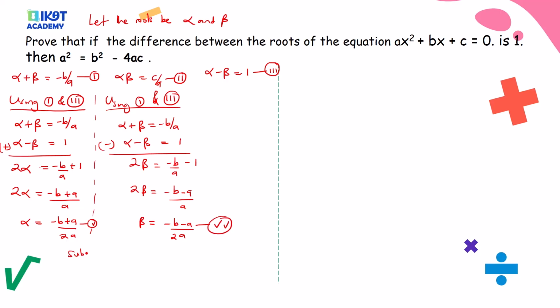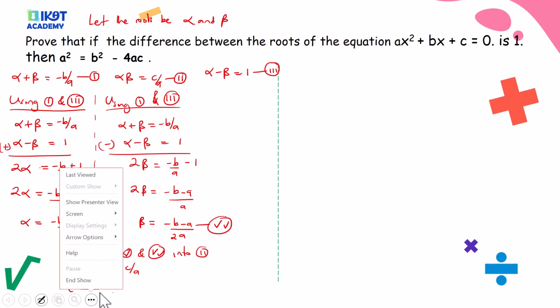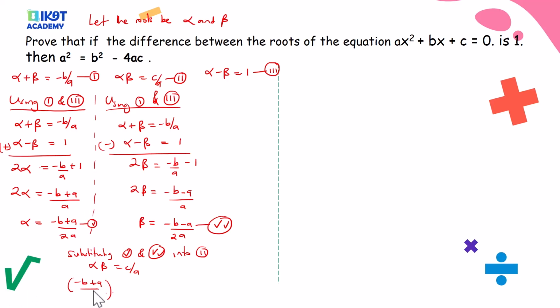So come and say, substituting tick and double tick into 2. So 2 is alpha beta is equal to c over a. So this is negative b plus a, over 2a, into negative b minus a over 2a, is equal to c over a. So what does this mean? This is negative b plus a into negative b minus a. Here we have 2a into 2a. This is equal to c over a.